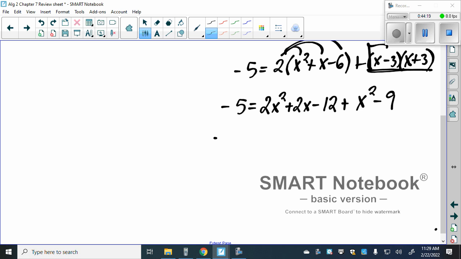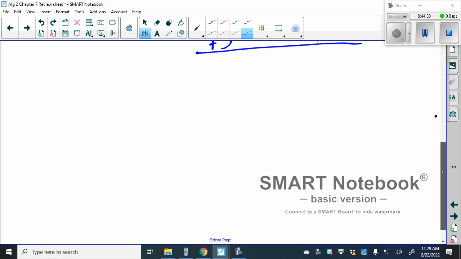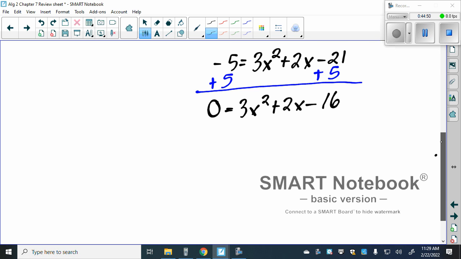Now, at this point we can combine like terms. So our 2x squared plus x squared would be 3x squared, plus 2x minus 21. Luckily, we're not too far from the end. Since this is a quadratic, we would need to add 5 to both sides, because we do need to get this thing equal to 0, which would tell us 0 is equal to 3x squared plus 2x minus 16.